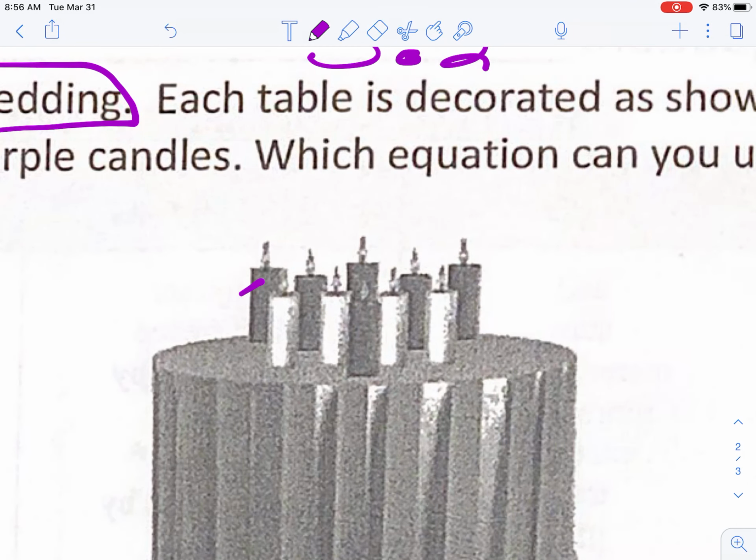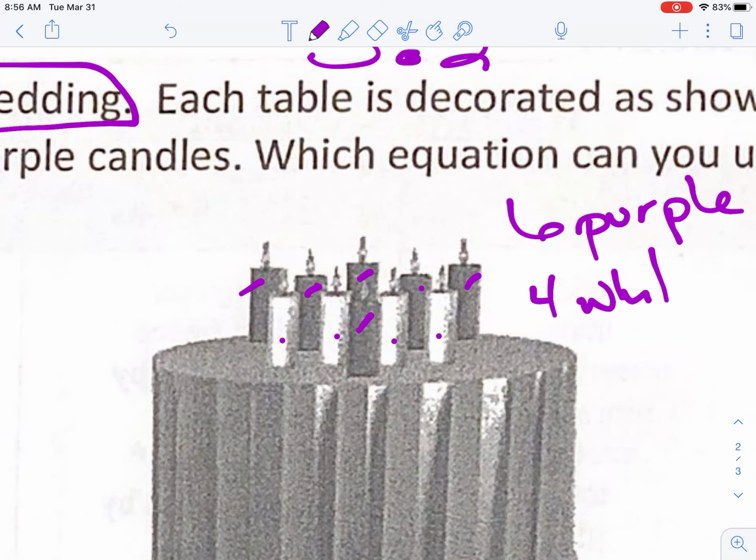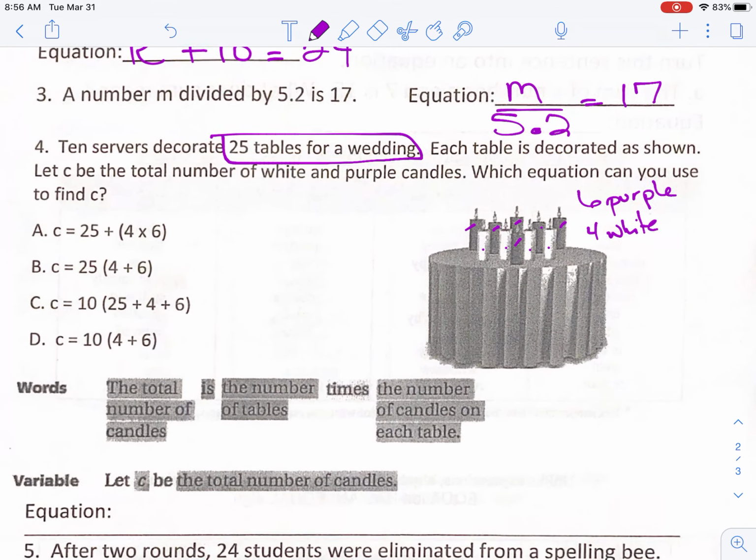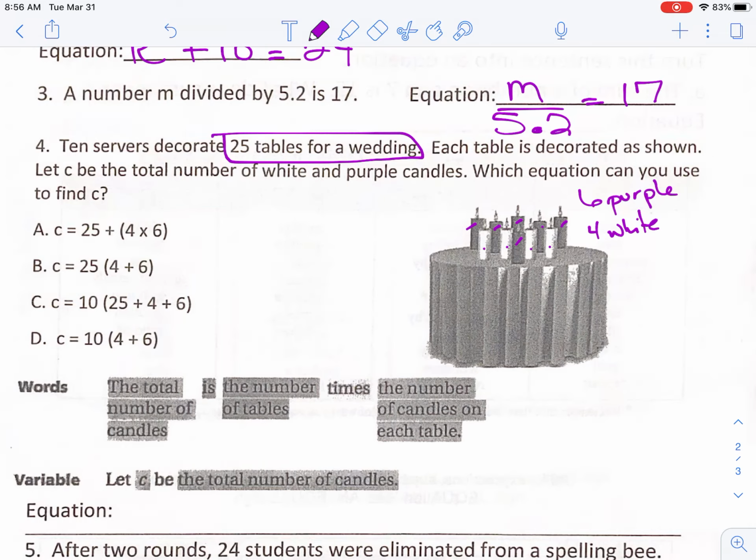Okay, so if we're looking at this cake, there is 1, 2, 3, 4, 5, 6 of one color. We'll call it purple. And then 1, 2, 3, 4 white candles. Alrighty, so we're doing 25 tables for a wedding, and they're all going to look identical to that cake. We're wanting to find the total number of white and purple candles. Which equation can be used to find C?